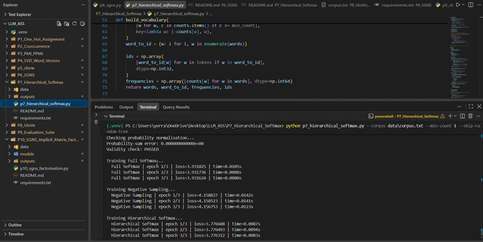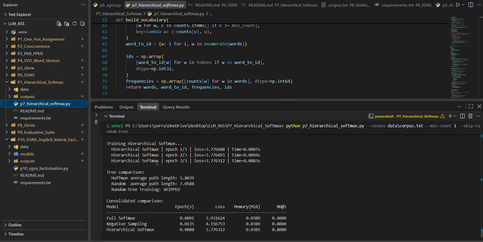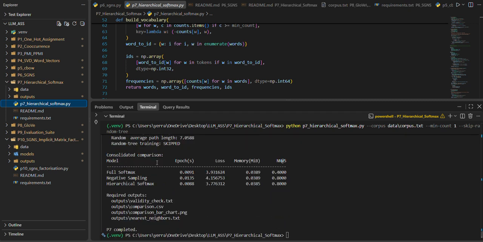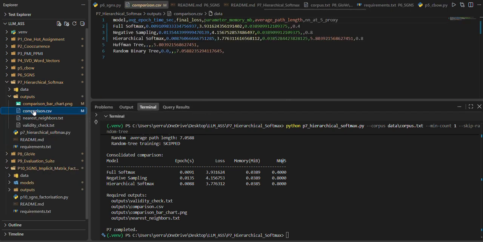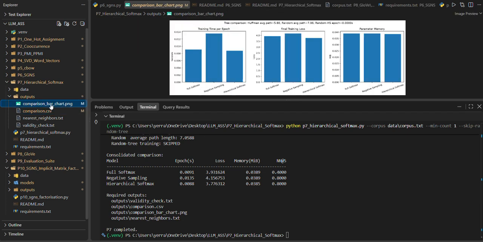Output layer comparison. The same corpus and the same number of training epochs are used to compare. Full softmax computes probabilities for the entire vocabulary. Negative sampling updates the positive target and a selected number of negative samples. Hierarchical softmax uses the Huffman tree and only updates the internal nodes along the target word's path.